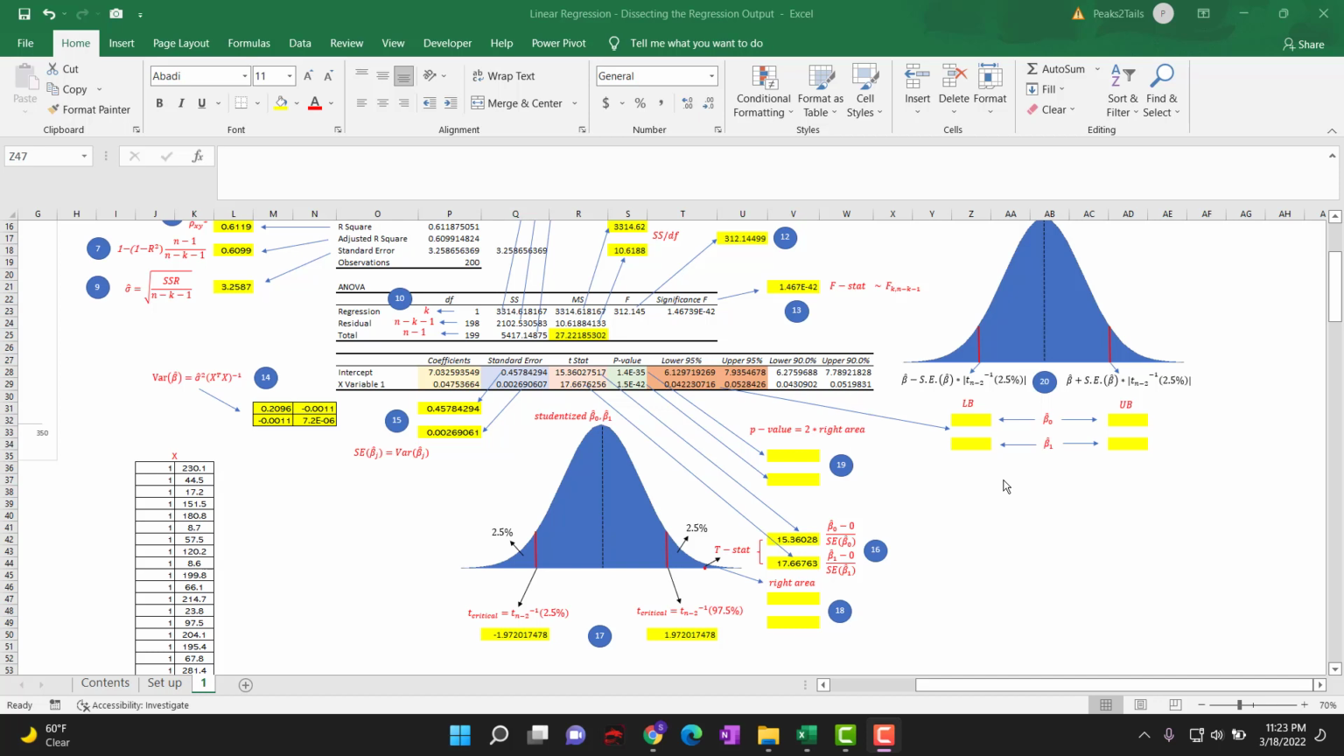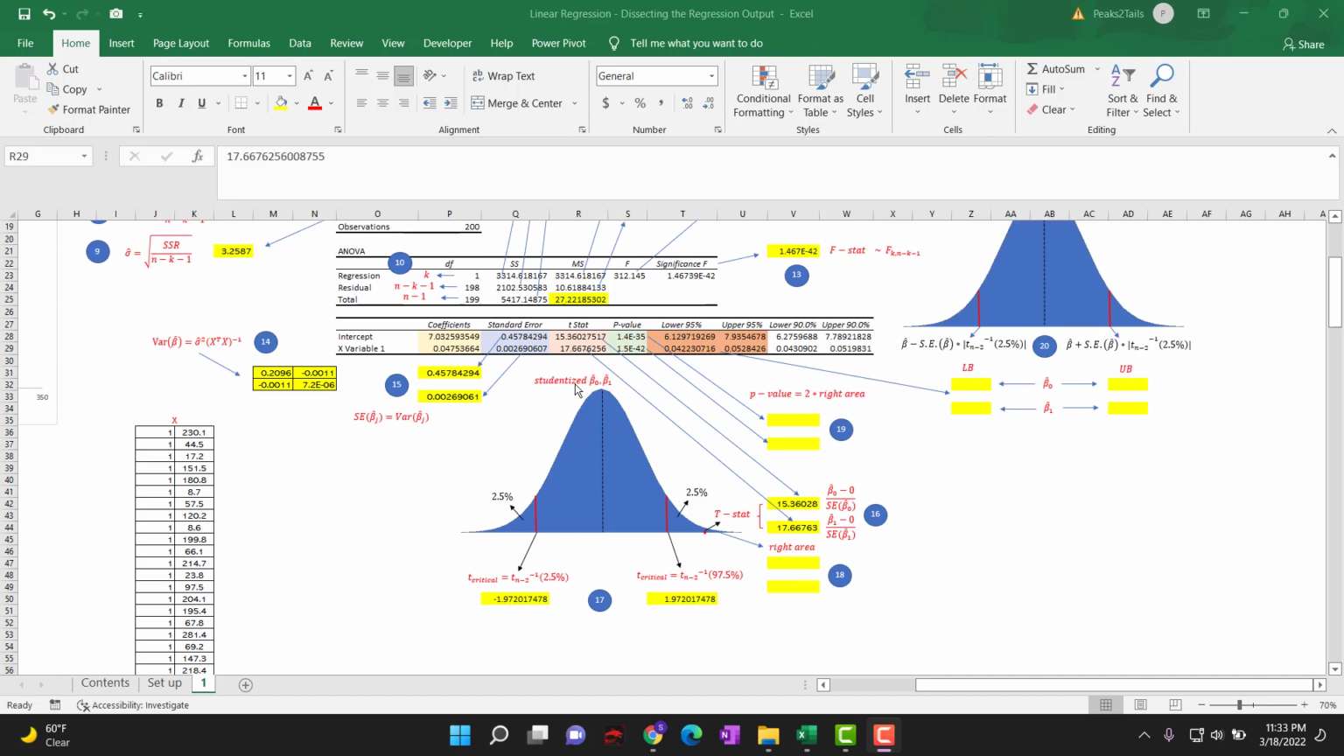So if the t-stat falls within the critical values, then we do not reject the null. If the t-stat falls outside the critical values, then we reject the null. We can also make the same decision based on p-value. What is p-value? P-value is the probability of observing t-stat more extreme than what we observed in the sample.